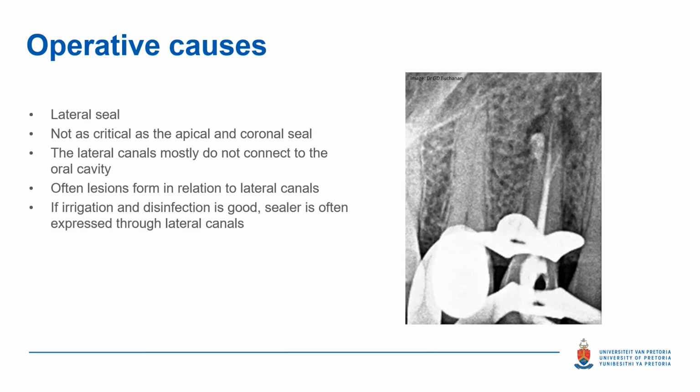Sealing of lateral canals is not quite as critical as giving a good apical seal and a good coronal seal, and this is mostly because our lateral canals don't connect directly to the oral cavity. Lateral canals usually do communicate with the periodontium though, and these can cause lateral lesions on teeth. If we irrigate and disinfect well, you'll often see a sealer puff expressed through these lateral canals, and it's nice to see. It gives you an indication that your tooth has been well cleaned and shaped, but it's not as important to fill them up because they don't communicate directly with the mouth.